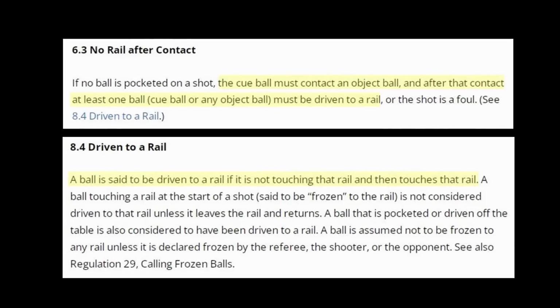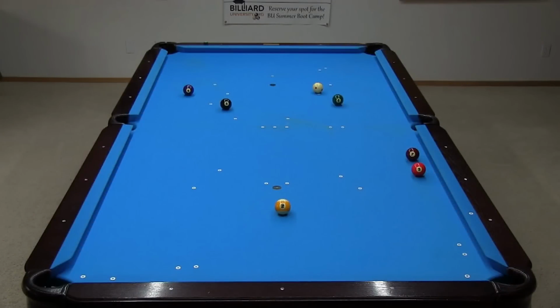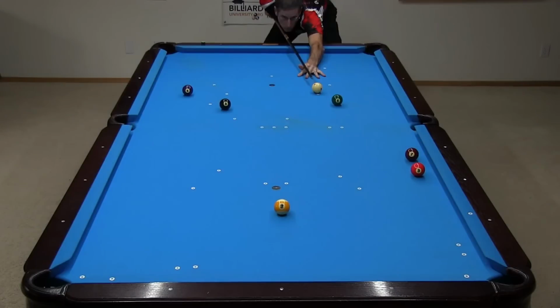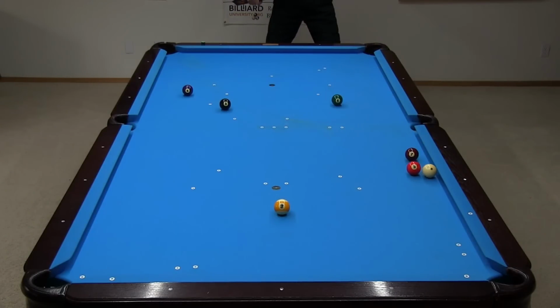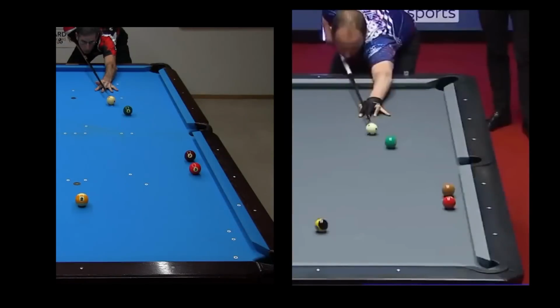The WPA official rules of pool are clear on a shot like this. After the object ball is contacted, a ball must be driven to a cushion. If the cue ball is touching a cushion during object ball contact, this does not count as being driven to a cushion. I recreated the ball layout so I could record several variations of Shane's shot. That was close to what Shane did.